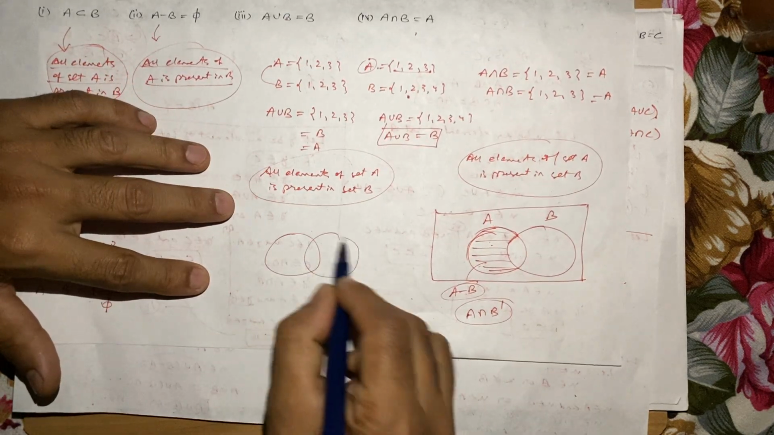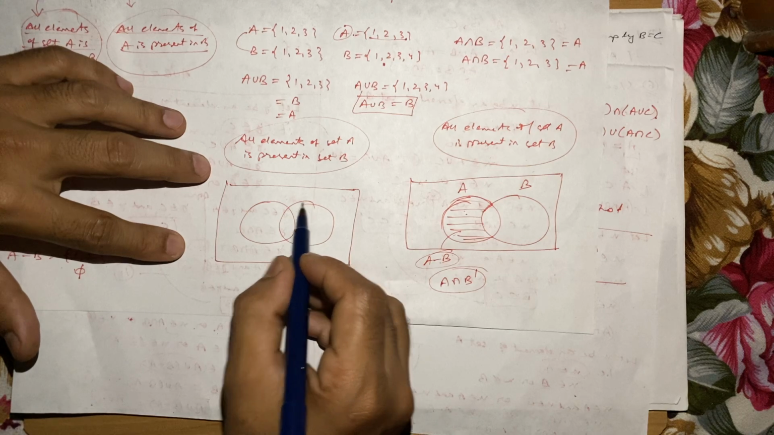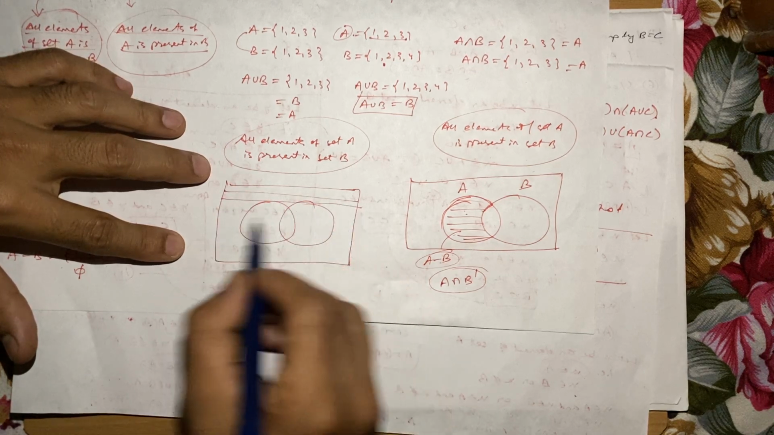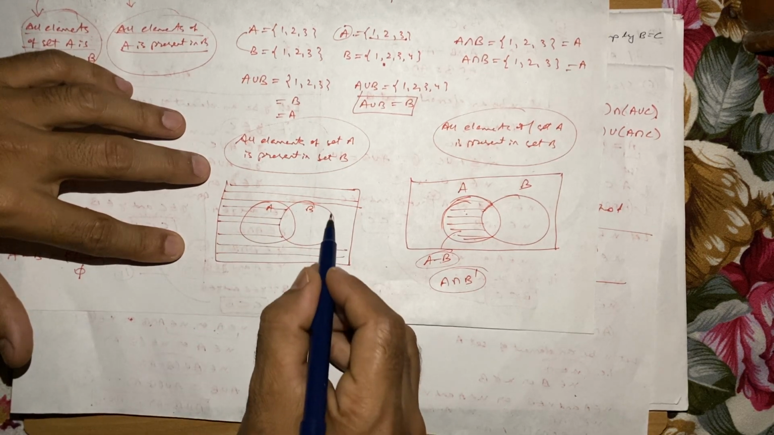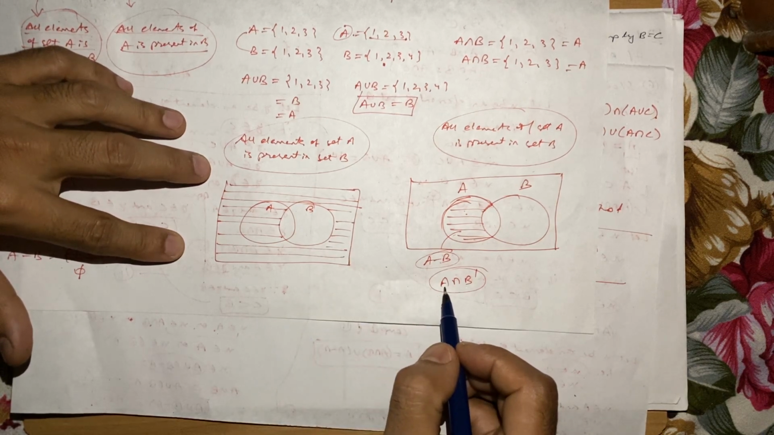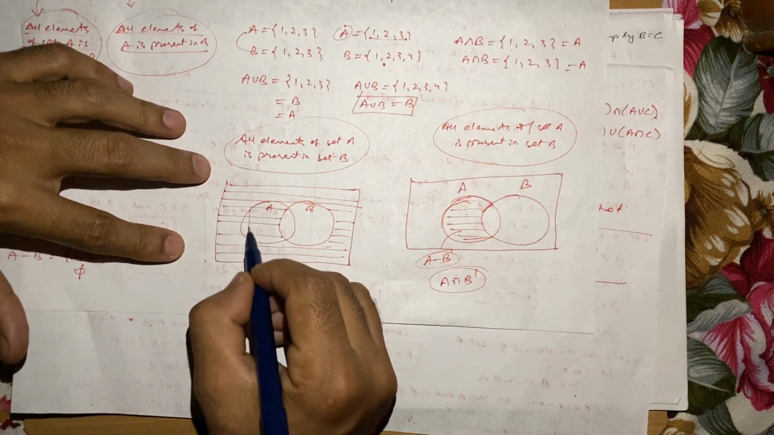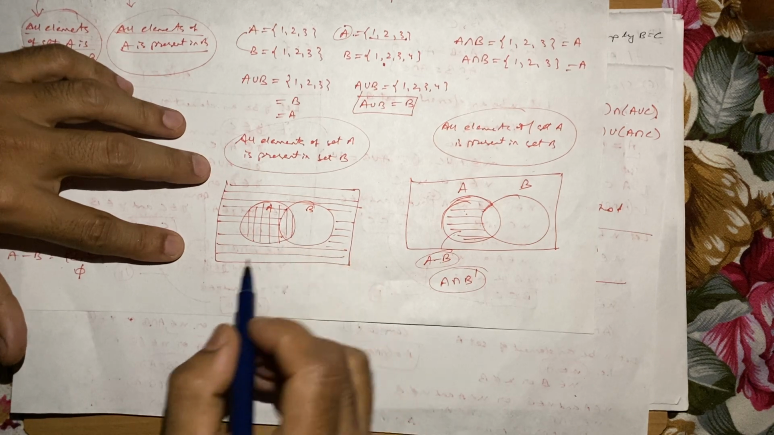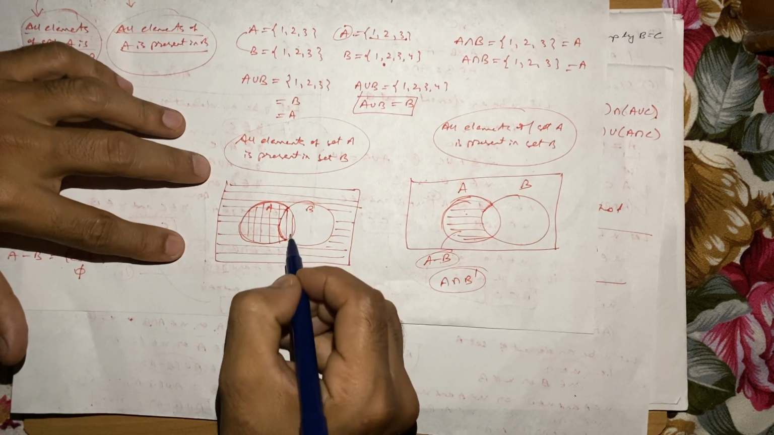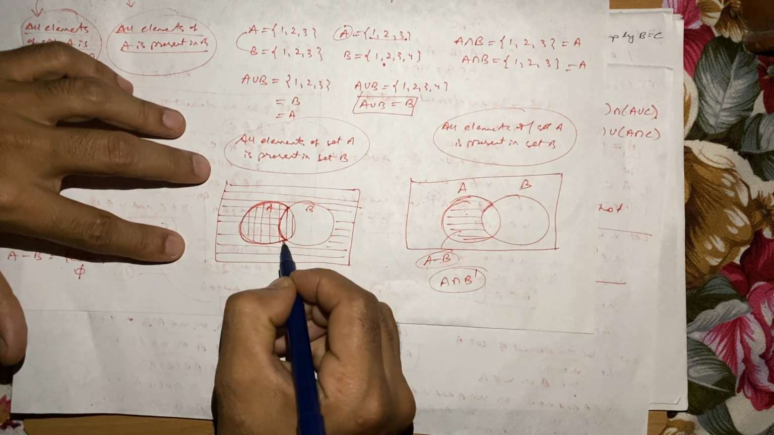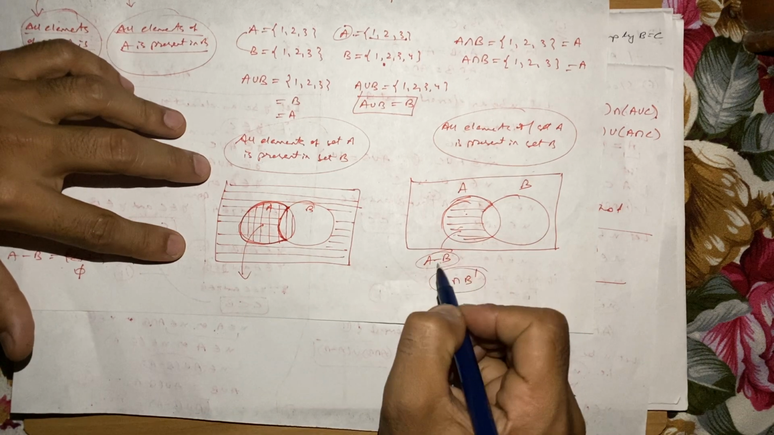Why? Let's check. A intersection B dash. B complement means what? All the region outside of B, right? This is A and this is B, and all the region outside of B is the B complement. Now what is A? This is the set A, and the intersection of both these things is what? This whole thing is A. So which part is getting intersected? This is the region that is getting intersected. When I do A intersection B dash, it means A minus B. This region is also known as A minus B.